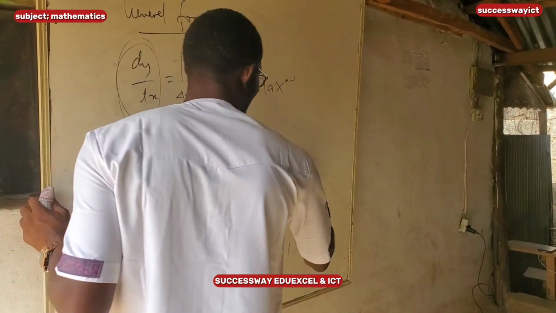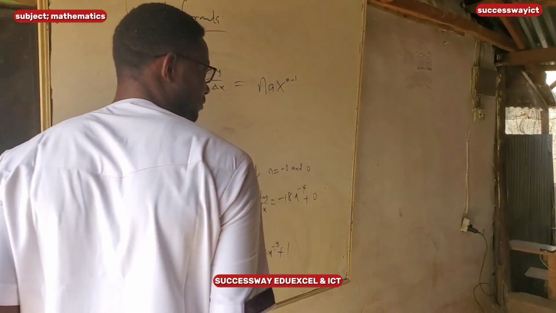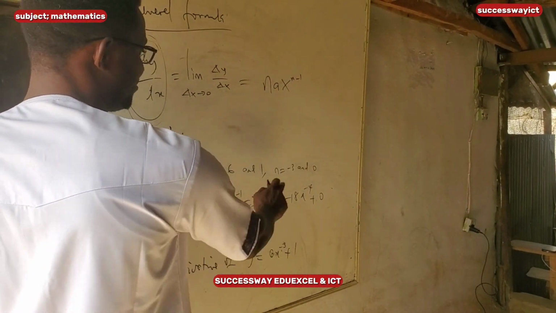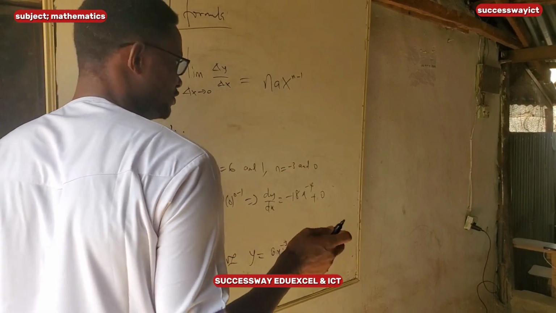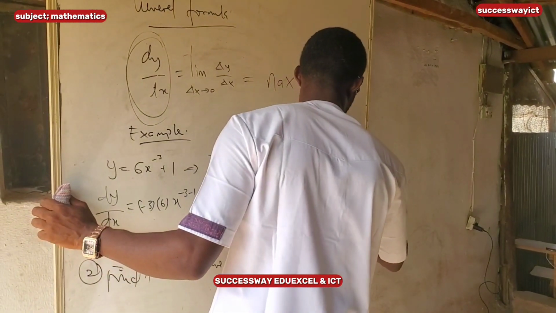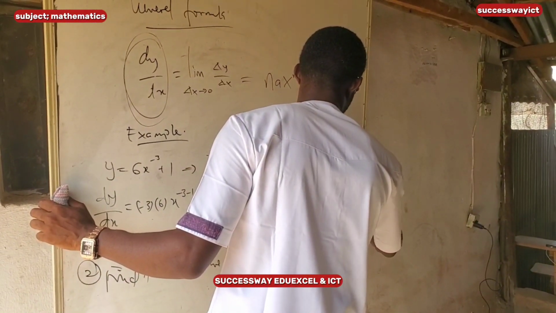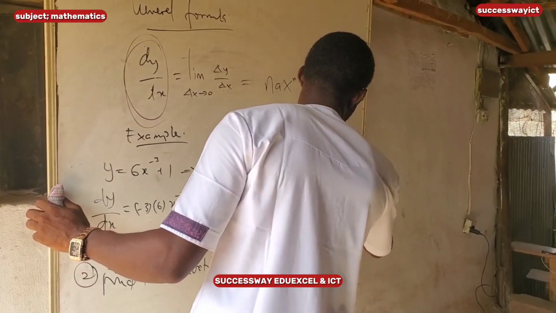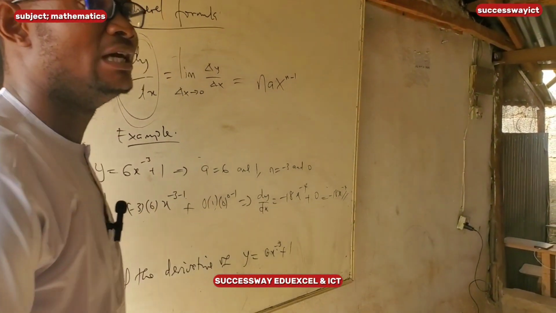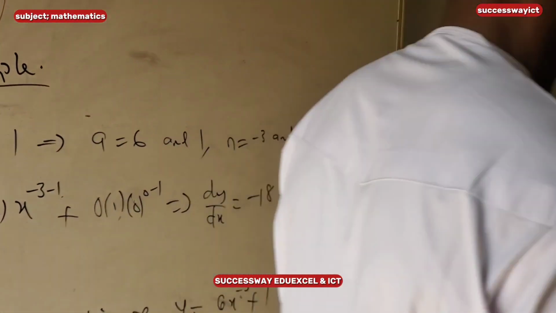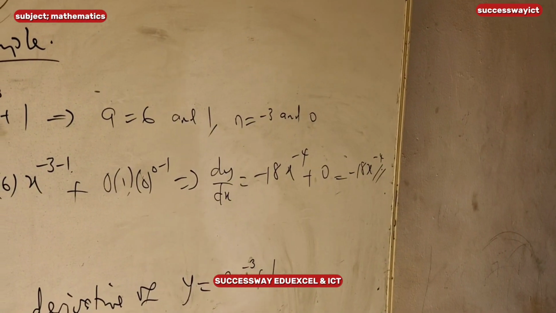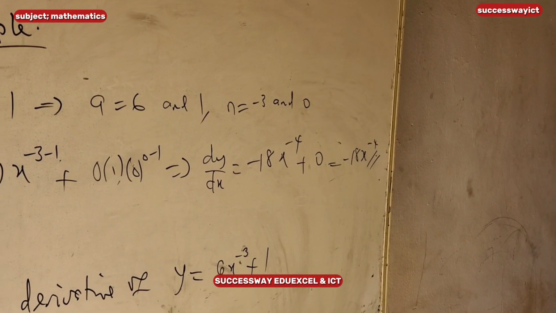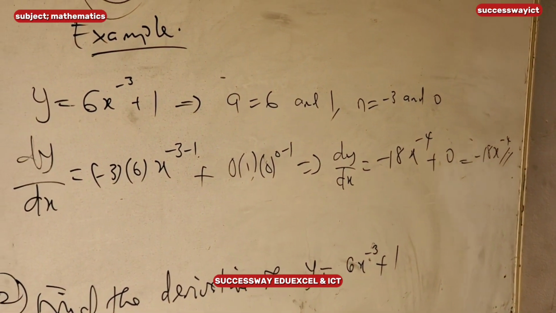Minus 4 plus what? 0. Because when this 0 multiplies out through, it turns to 0. So which is equal to minus 18x to the power minus 4. This is your derivative. Is that okay?